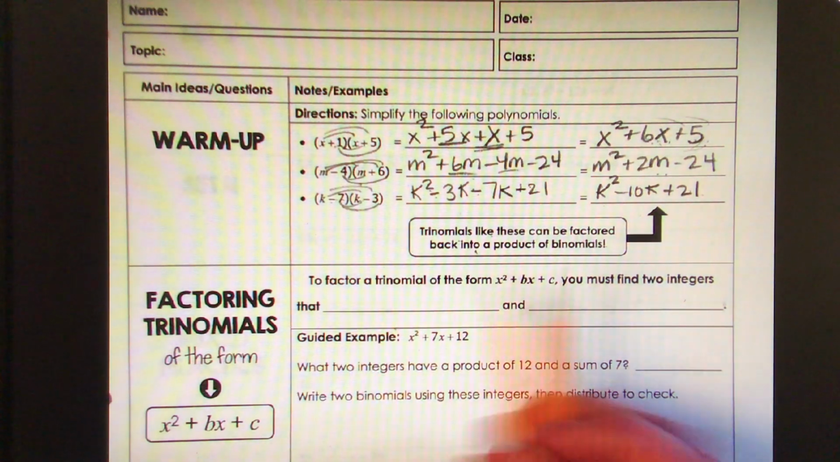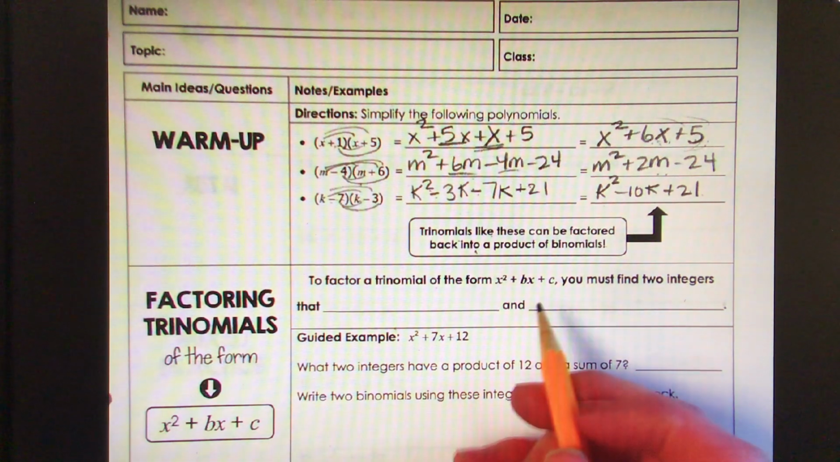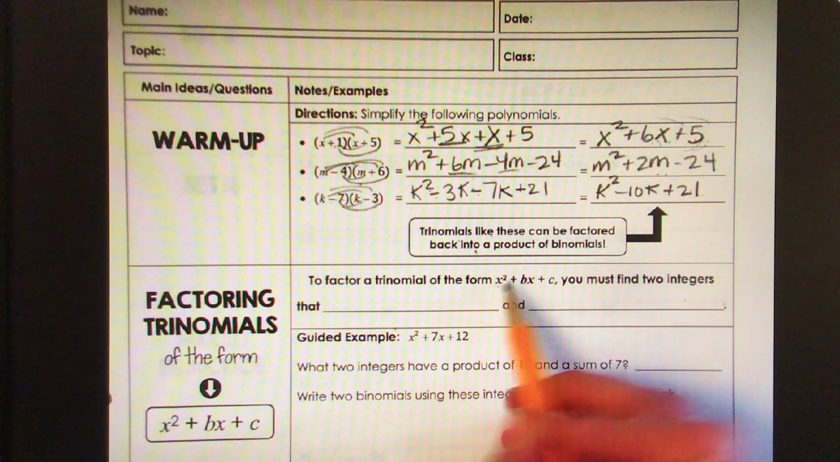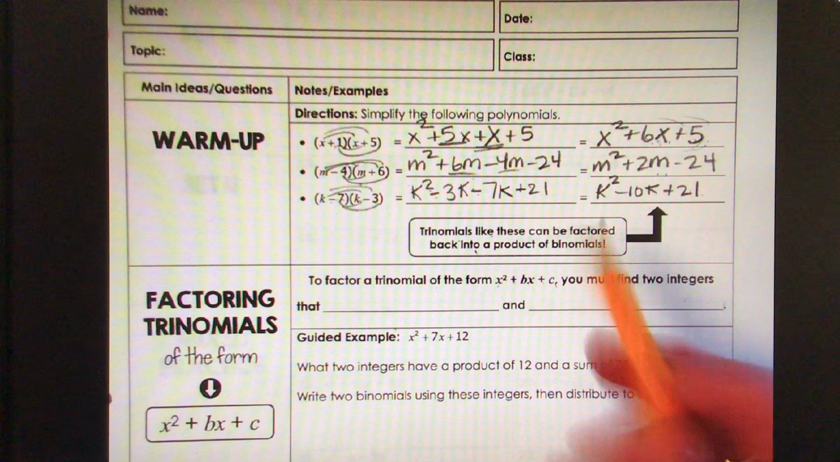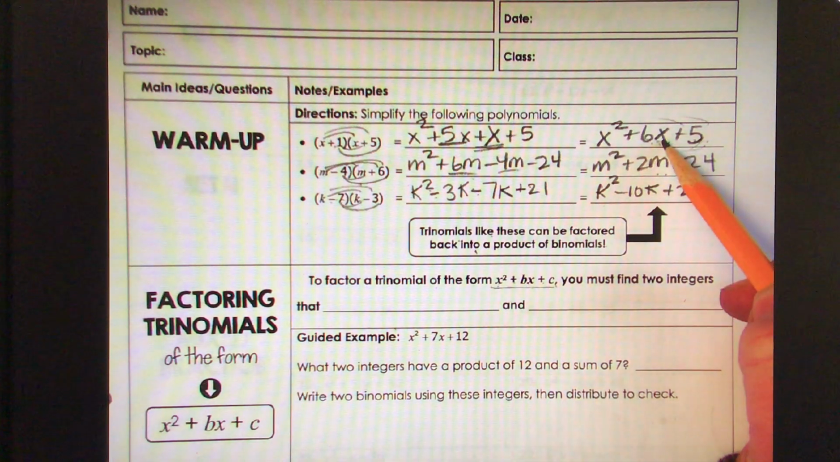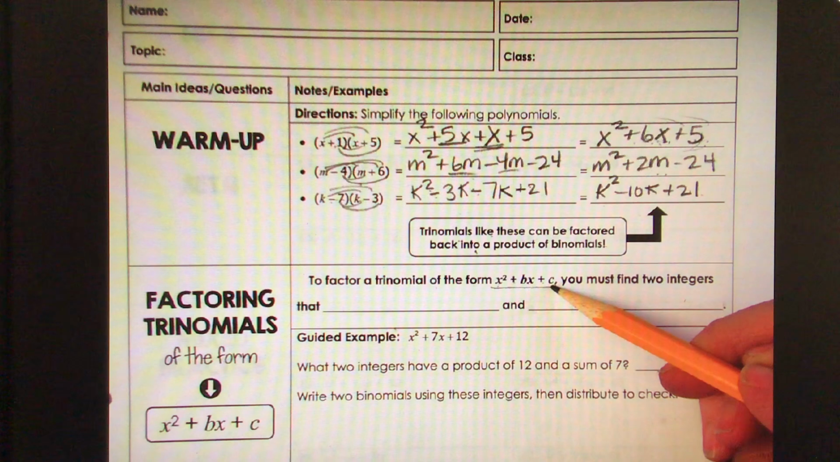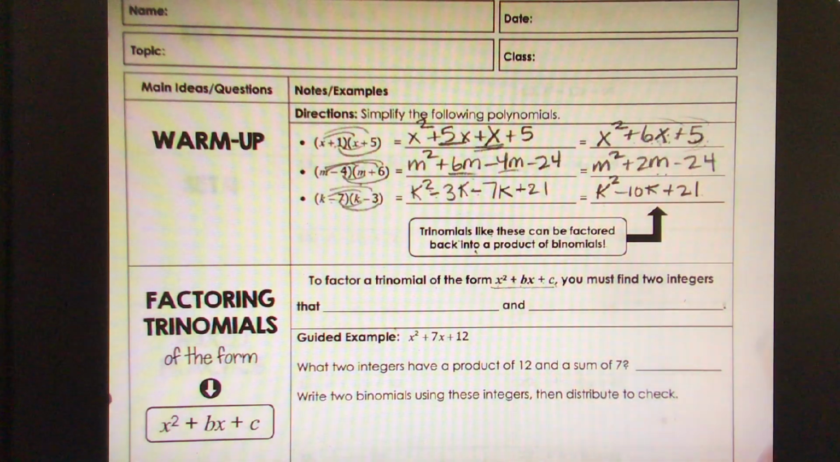So to factor a trinomial, there is a form, because you know in math there are lots of forms. And this should look familiar: x squared plus bx plus c. If I take this form and go up to this top one, x squared plus 6x, well, 6 is the b, 5 is the c, right? The b and c are just telling me what's attached to the other variables. And here's the constant, c for constant.